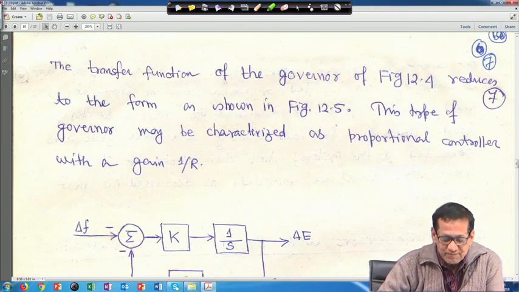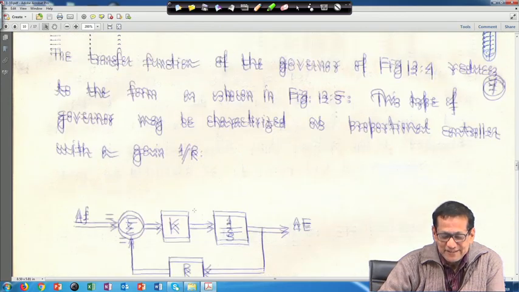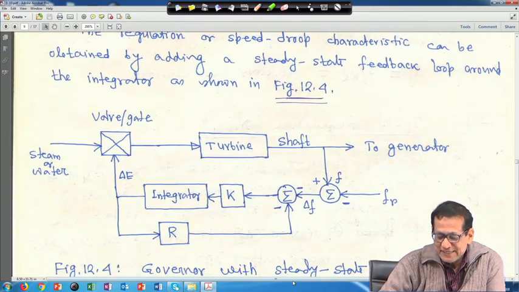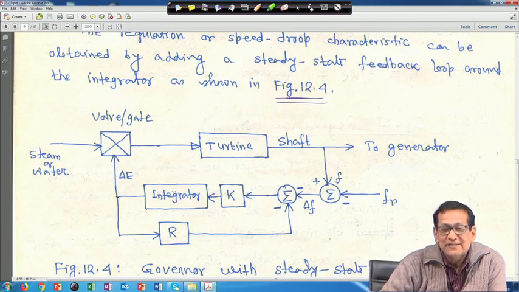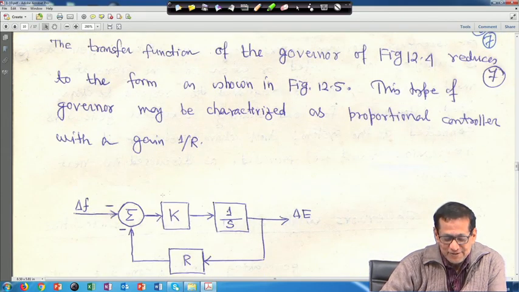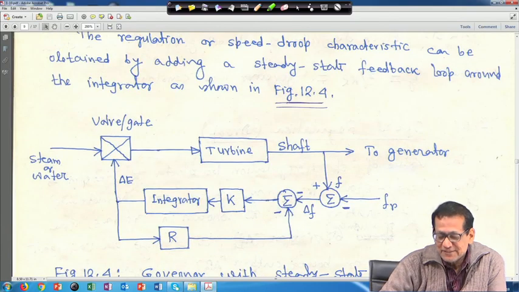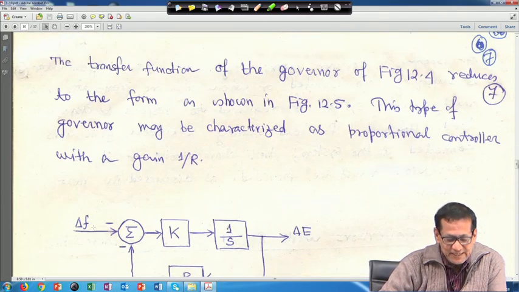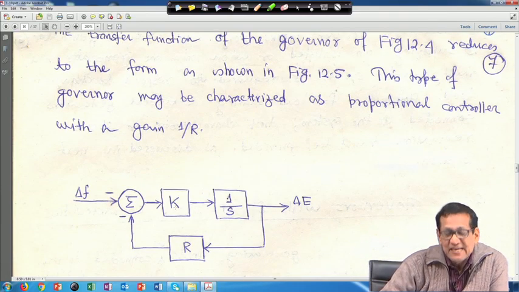So, what I told you is that this is delta f, and this is the K integrator, that is 1 upon s. This is your delta f, and if you look at the feedback, delta f has a minus sign here, and R also has a minus sign here. Then the gain K and the integrator 1 upon s give delta E. From here the output R, the feedback, comes back here.